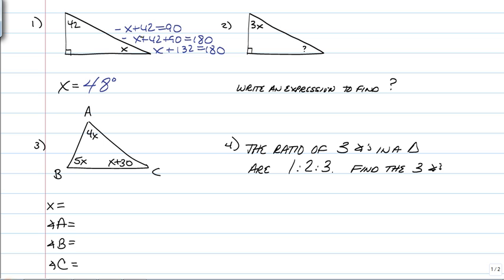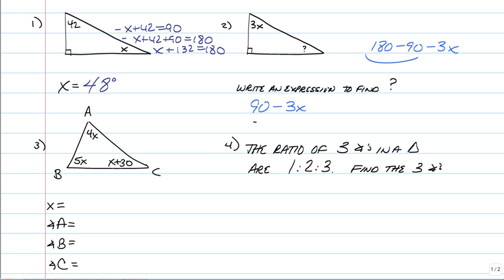Okay? Next one. Just think about it for a minute. What's the expression to find the missing angle? So how would you do that? You have one of two choices. You have 180 minus 90 minus 3x, or just 90 minus 3x because of the same property. So again, it really doesn't matter because 180 minus 90 is going to give you 90 anyway. So there you go.